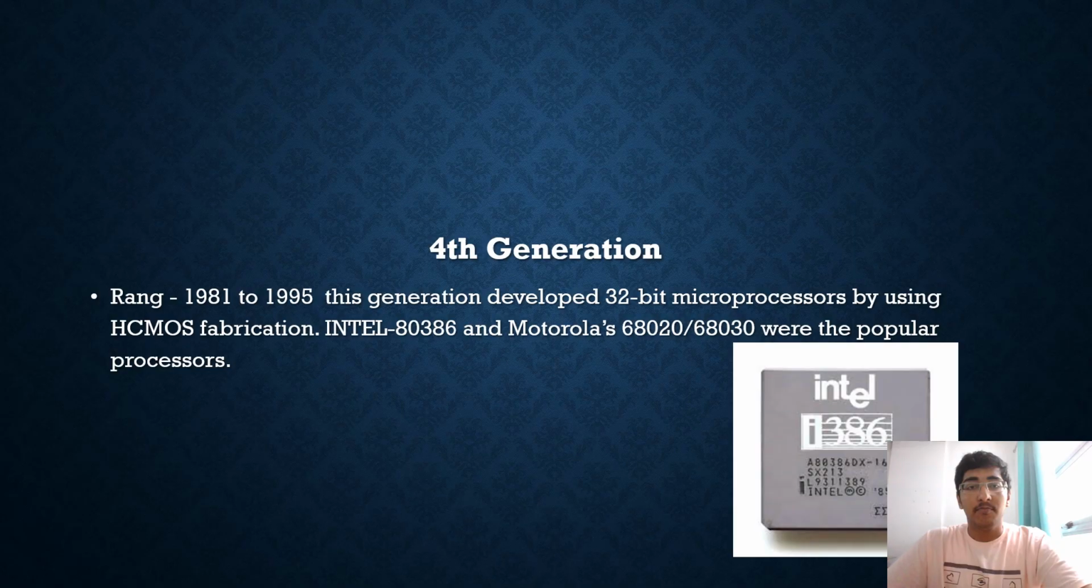Moving on to the fourth generation, which ranges from the year 1981 to 1995. This generation was again a departure from the 16-bit to the 32-bit microprocessor by using HCMOS fabrication. HCMOS stands for high-performance complementary metal oxide semiconductors. Some common examples are Intel 80386 and Motorola 68020, 68030. These were the popular ones in this era.